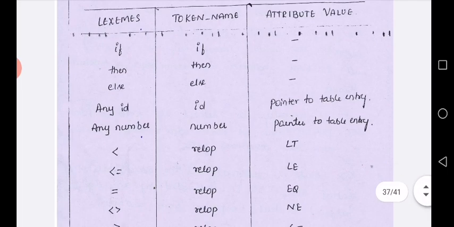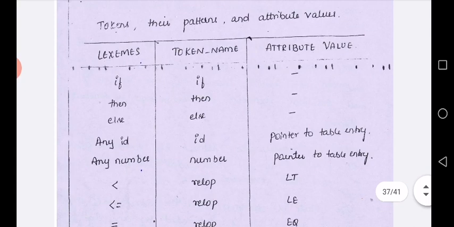We may have a statement like "if he is in Bangalore" or "if he is in Mysore". There also we have a statement called if. But it should not be conflicted with the keyword exactly. That is a statement, but it is a keyword exactly. Remember this. For that purpose, we are not mentioning any kind of attribute value over here.